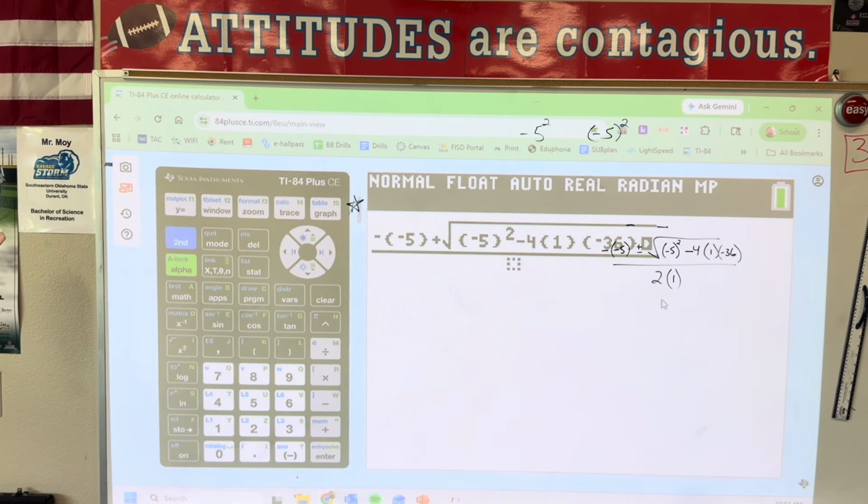Now, you don't have to put the 1, but what is 2 times 1? 2. I'm going to go ahead and just put 2 down here. Is everybody with me? All I did was simplify 2 times 1. Okay? Now, I'm going to hit enter. This is going to be one of my points. So let's go ahead and hit enter. I got 9. There's the first one.